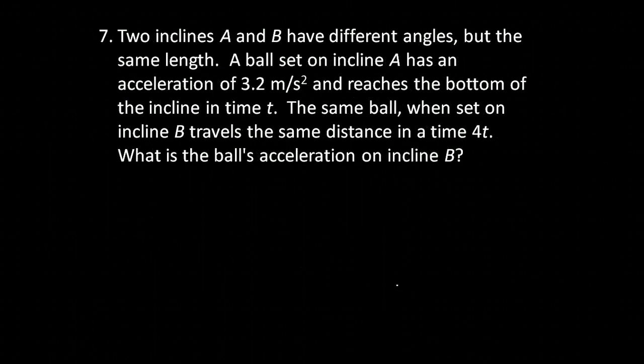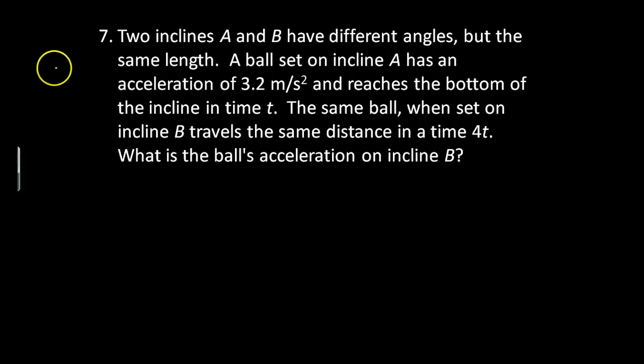Number 7 says 2 inclines A and B have different angles but the same length. The ball set on incline A has an acceleration of 3.2 meters per second squared and reaches the bottom of the incline in time t. The same ball, when set on incline B, travels the same distance in a time 4t. What is the ball's acceleration on incline B?